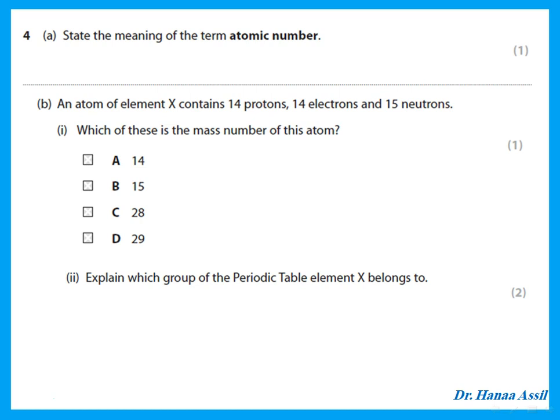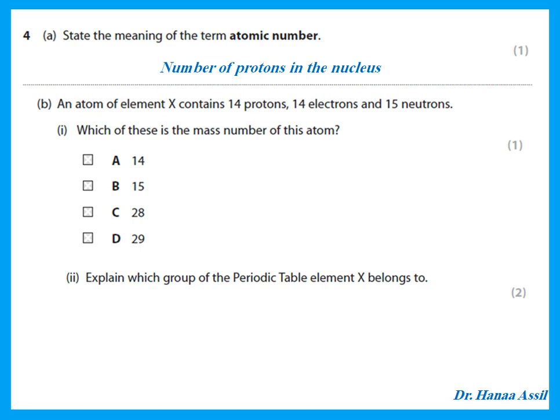The next question says, state the meaning of the term atomic number. Again, what do we mean by atomic number? You should know. Atomic number is the number of protons in the nucleus. The atomic number is the number of protons, and that is in the nucleus.